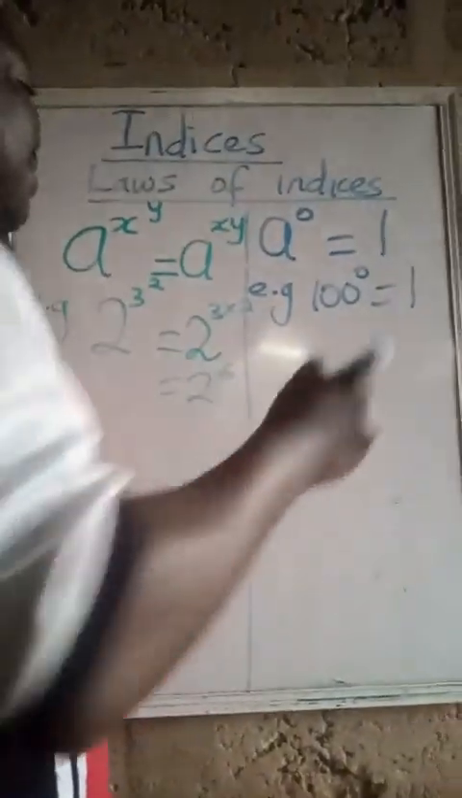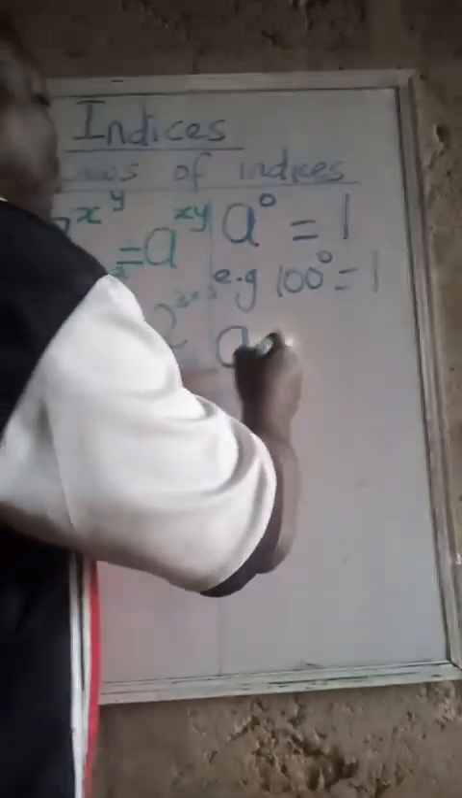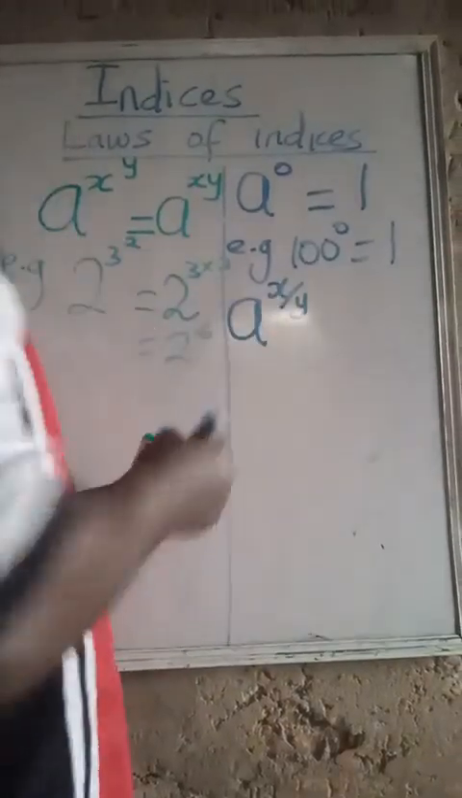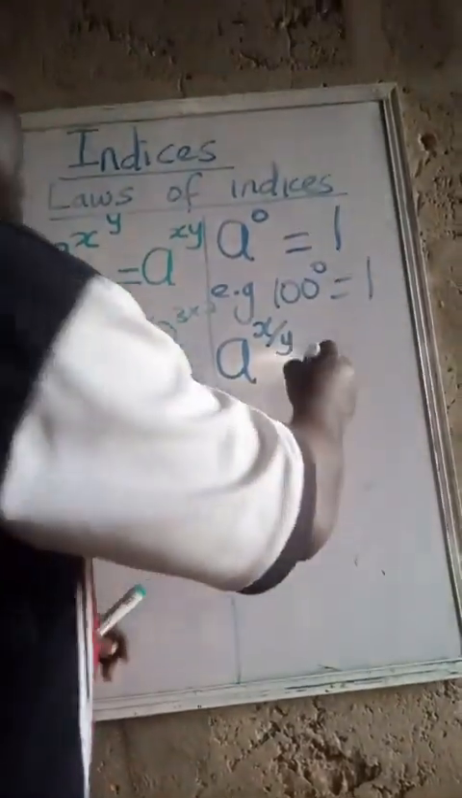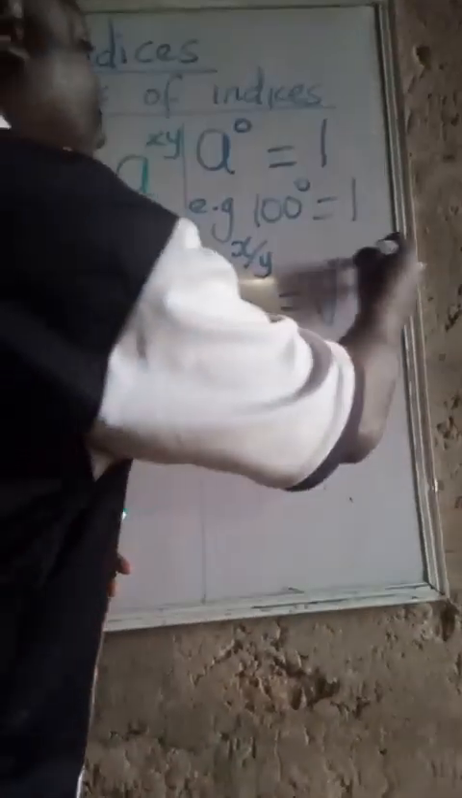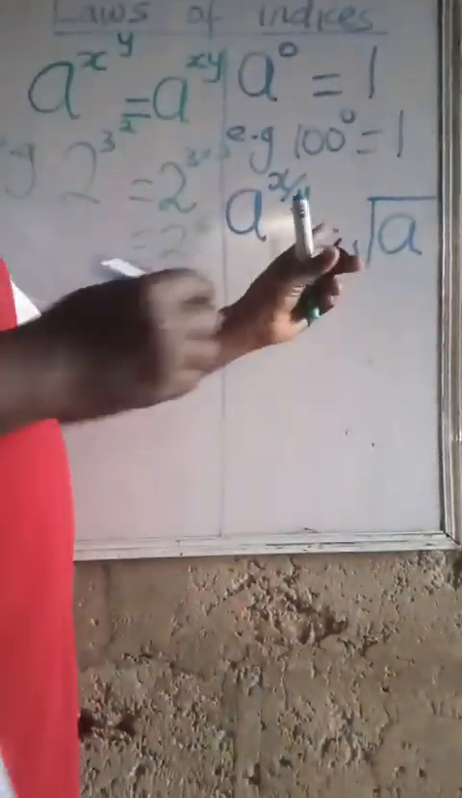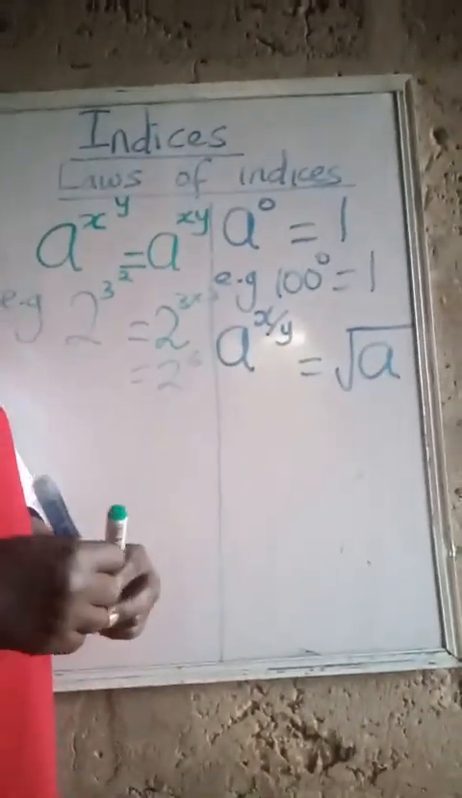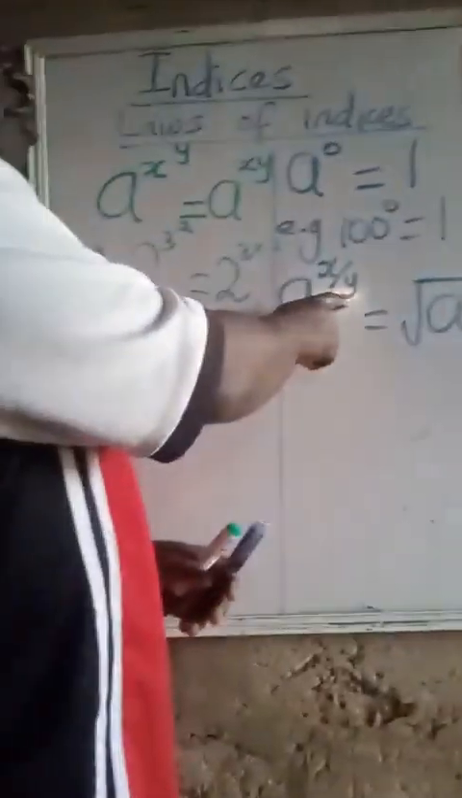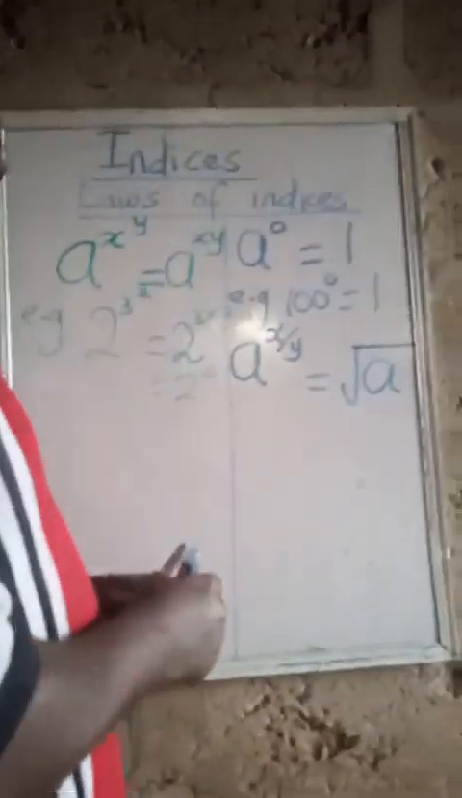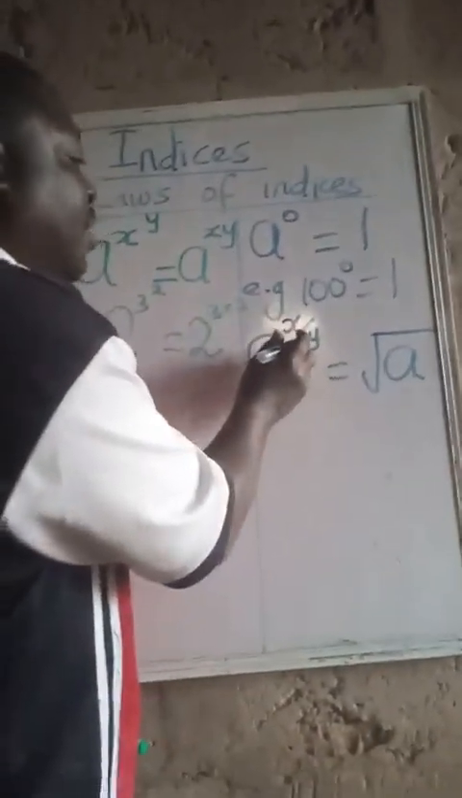Then another law states this: when a number is raised to a fraction, that is, this is a number, then this power now is a fraction. Then the law states that we are going to enclose this number a in a root. But what are we going to call this root? Is it going to be square root or cube root or fourth root or fifth root and so on? That will be determined by the denominator. Whatever the denominator is will tell us the type of root it is. So the denominator here is y, so the root is the yth root.